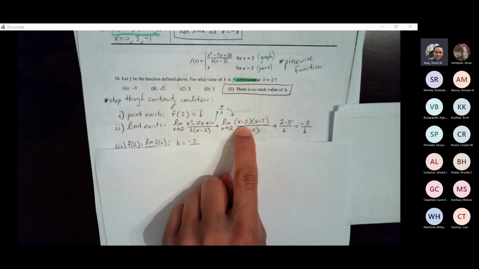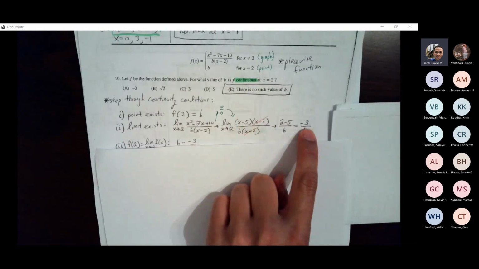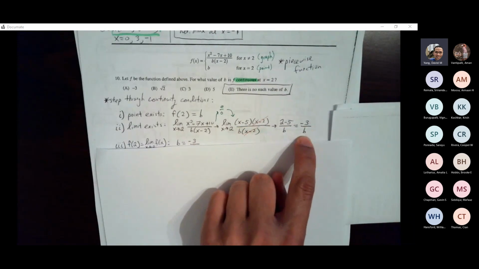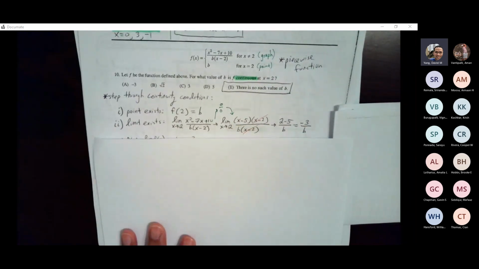Substituted 2 in for x. 2 minus 5 is -3. -3 over b is my limit. So I continue moving forward.